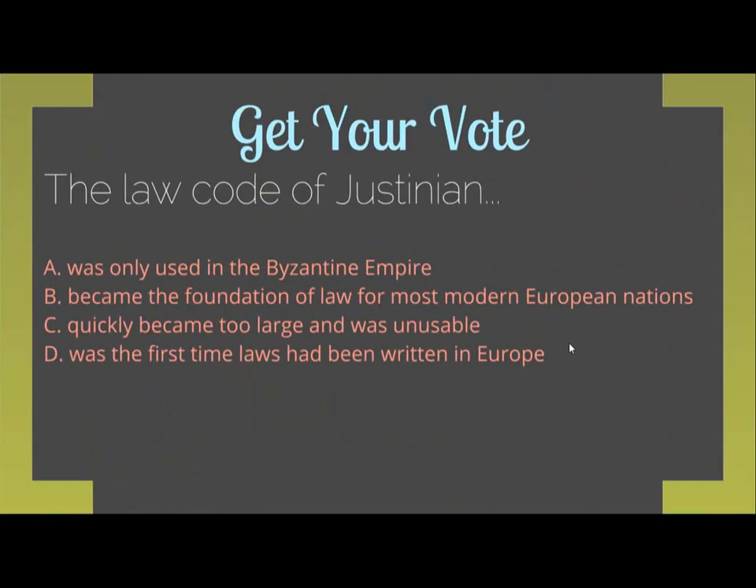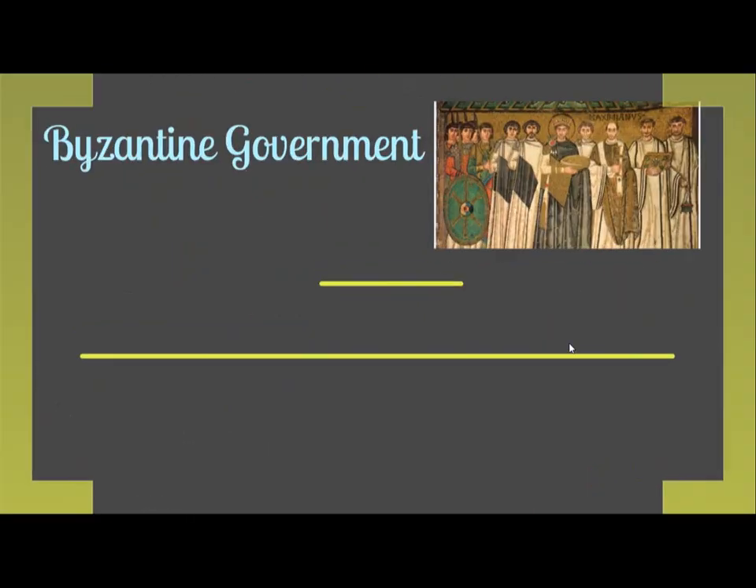The law code of Justinian was A, only used in the Byzantine Empire, B, became the foundation of law for most modern European nations, C, quickly became too large and was unusable, or D, was the first time laws had been written in Europe. The correct answer is B, as in Bob, banana, beluga whale, whatever you want to reference.